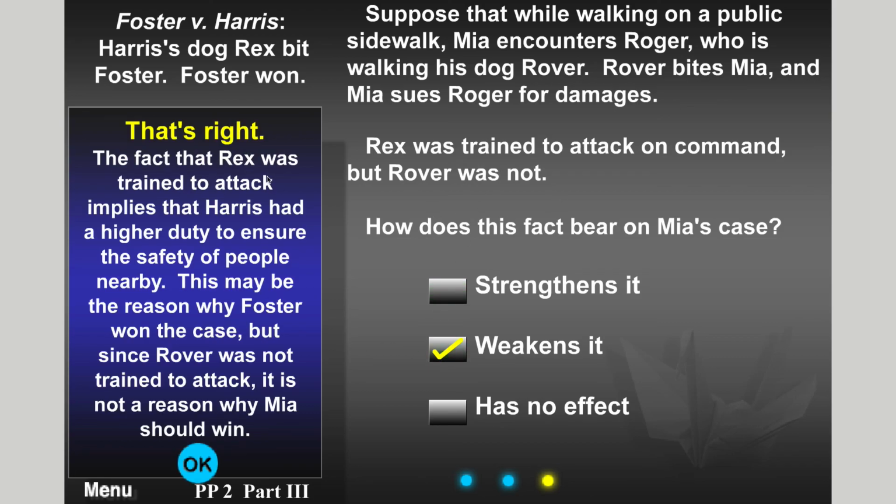The fact that Rex was trained to attack implies that Harris had a hard duty to ensure the safety of people nearby. Right? This may be the reason why Foster won the case. In other words, it's not just the higher duty. It could be the fact that he told Rex to attack, whereas Rover was not trained to attack, and it's probably a reason why Mia should not win.